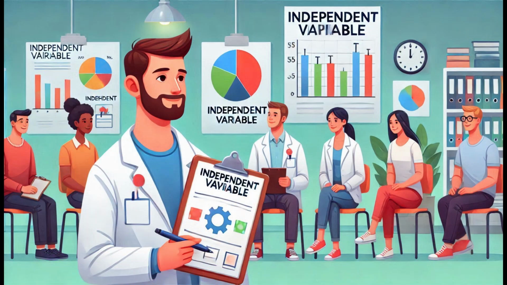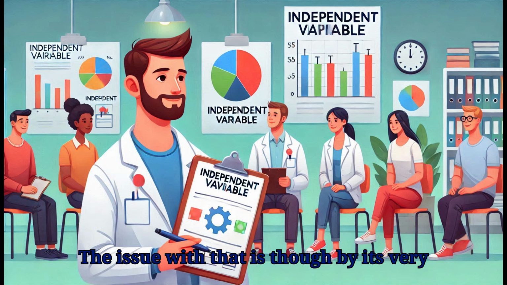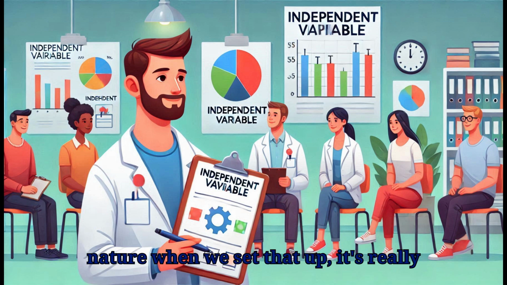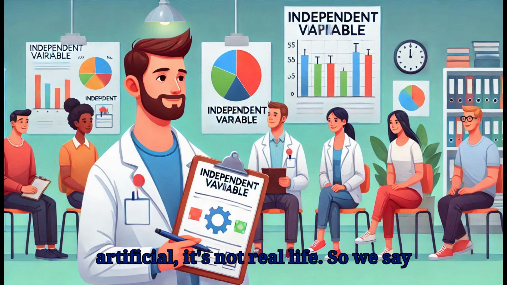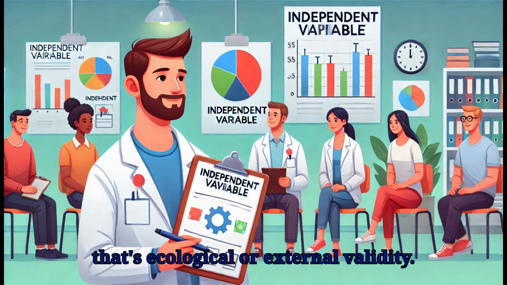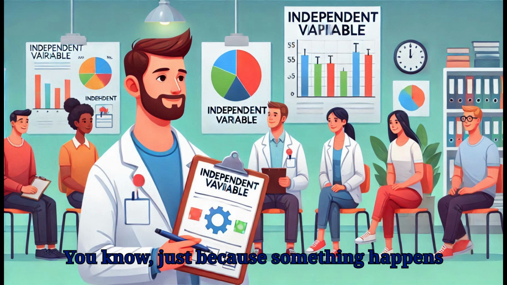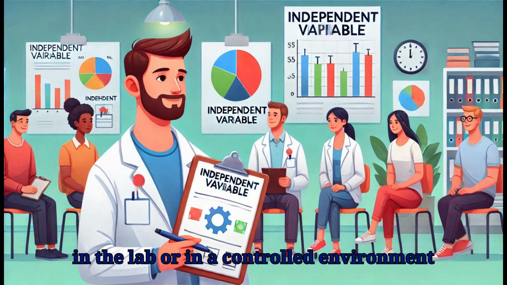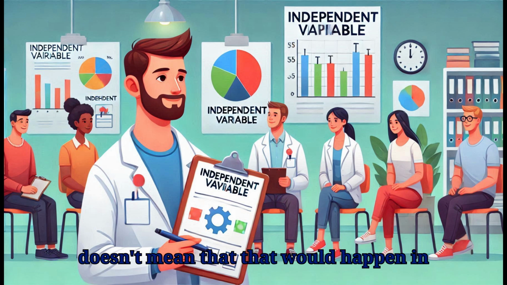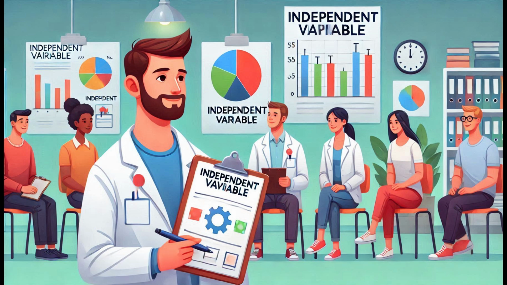So we're controlling our situational variables so that we can be really sure that it's the IV having an effect on the DV. The issue with that is, though, by its very nature, when we set that up, it's really artificial, it's not real life. So we say it lacks ecological or external validity. Just because something happens in the lab or in a controlled environment doesn't mean that that would happen in exactly the same way in the real world.